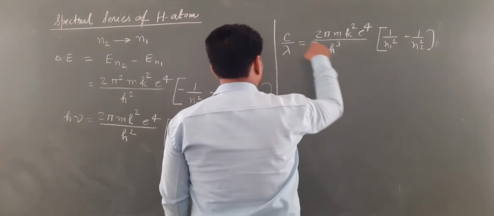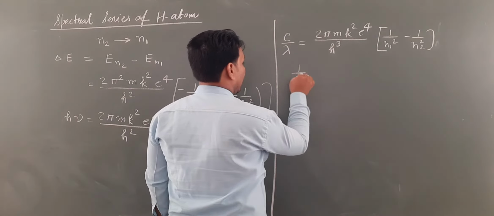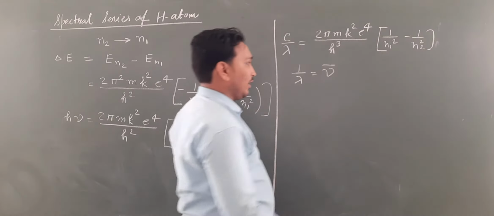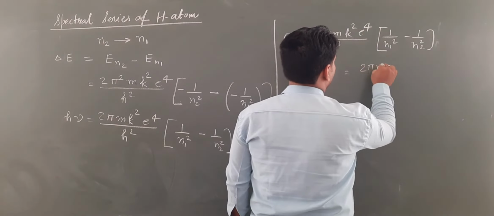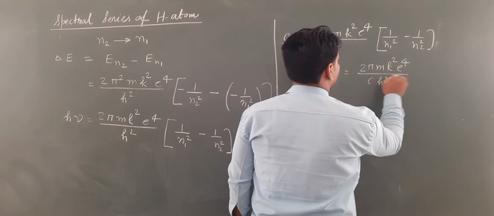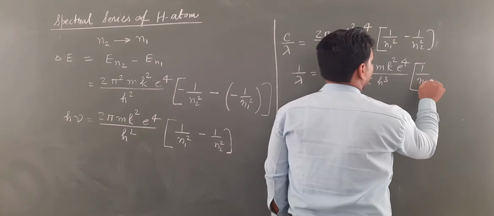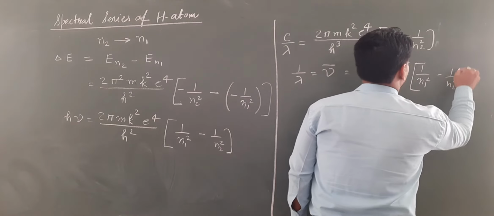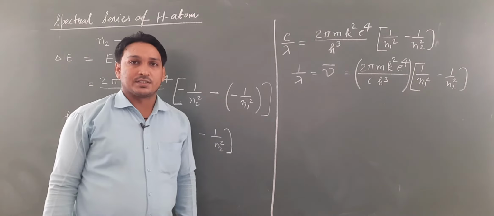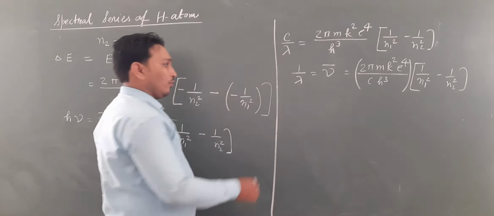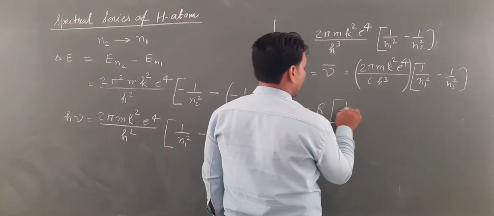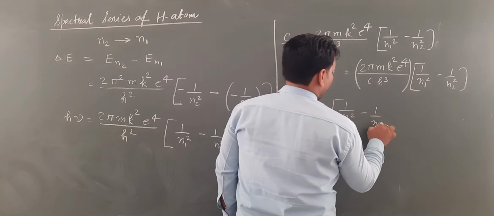Now c is also transferred to that side, so we get 1 upon lambda, and this 1 upon lambda is called wave number, which is denoted by nu bar. nu bar is given by 2 pi m k square e to the power 4 upon c h cube, inside the bracket 1 upon n1 square minus 1 upon n2 square. Now this whole thing is called Rydberg constant, and it is denoted by capital R. So finally nu bar is equal to capital R, inside the bracket 1 upon n1 square minus 1 upon n2 square.